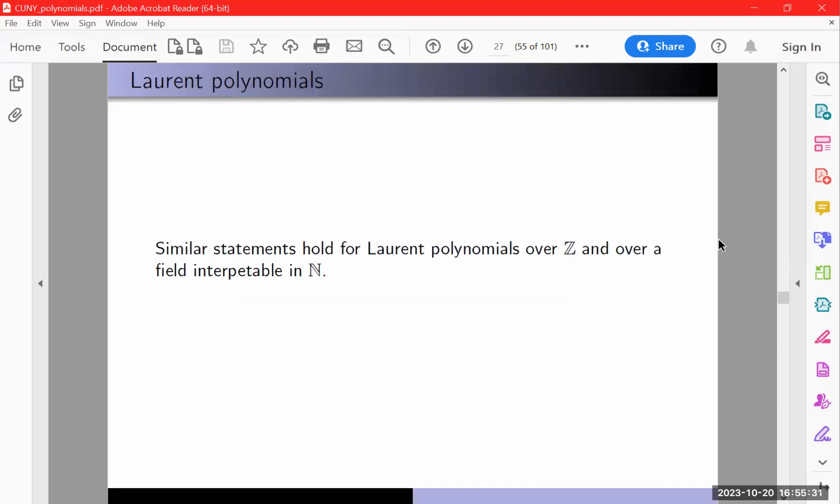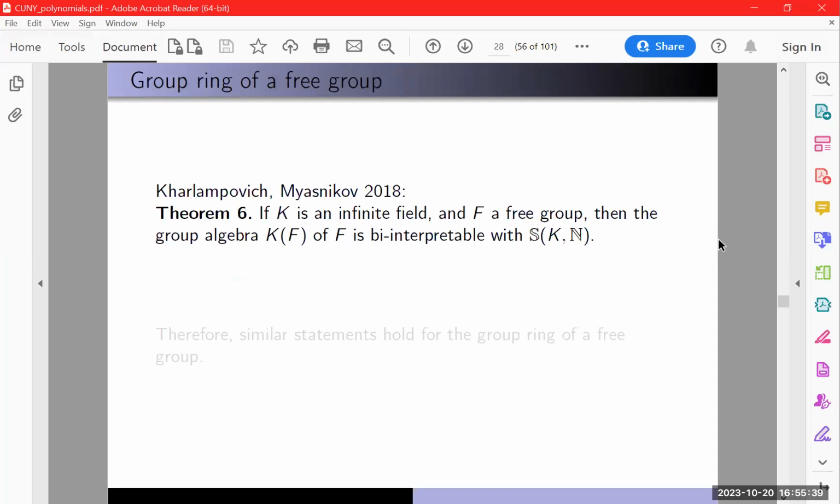Okay, so then you can do a very similar thing for Laurent polynomials, both over Z and over a field. And you can also look at the group algebra of a free group, about which Alexei and Olga know that it's bi-interpretable with the least superstructure. And therefore, all the same stuff also works there. I'm going to skip over all that stuff because to look at it in detail, we first need to understand this interpretation of the free group in N. So instead of talking about the free group algebra, I'll just talk about the free group itself, and then once we get through that, it will be very clear how this interpretation works.